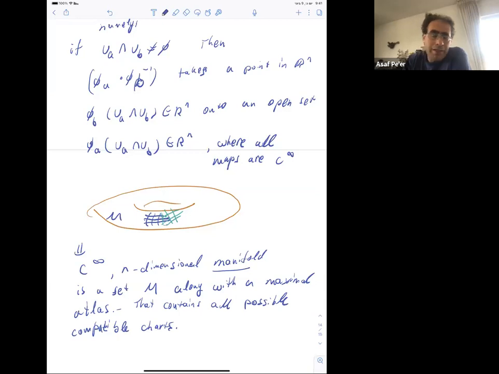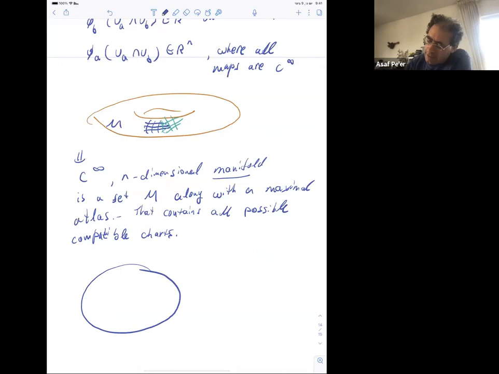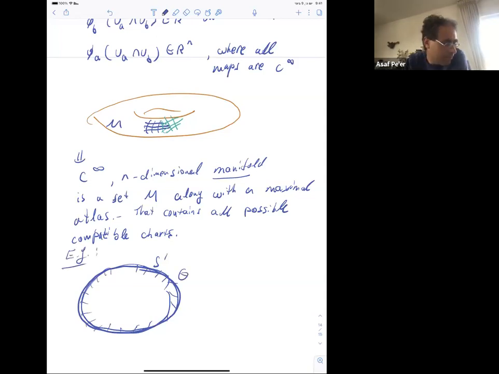One more thing is that I always use open sets. So for example, if I have a closed circle, it's just a circle, not the space. I call it S1. So I can think of a coordinate system. Of course, it's one-dimensional. So theta would be my coordinate, which takes S1 to R.